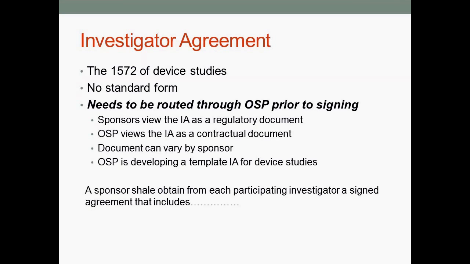So right now, if you have a device study and you send your contract over to OSP, you should be sending your investigator agreement as well. Sometimes it can slow down the process because they might have to negotiate language in the investigator agreement separate from the contract. Or if it didn't get over there to begin with and it's an add-on, then it can slow down the execution of the contract. So you need to be aware that this is actually, from the institution's perspective, a contractual agreement.